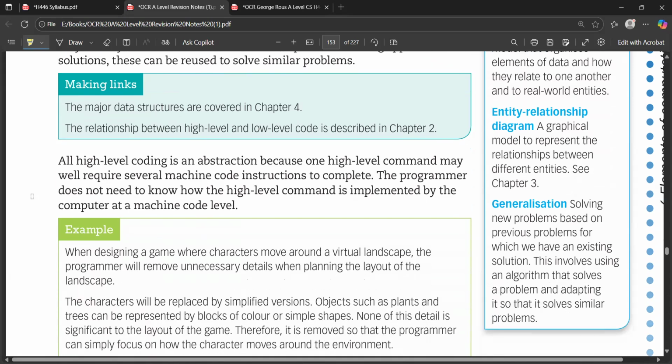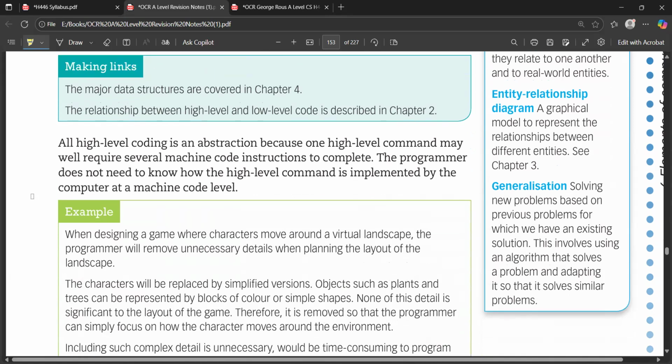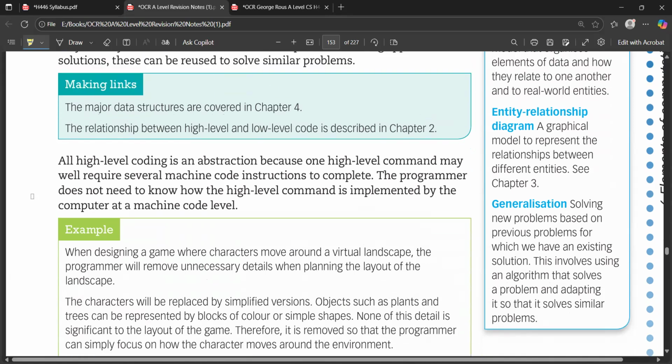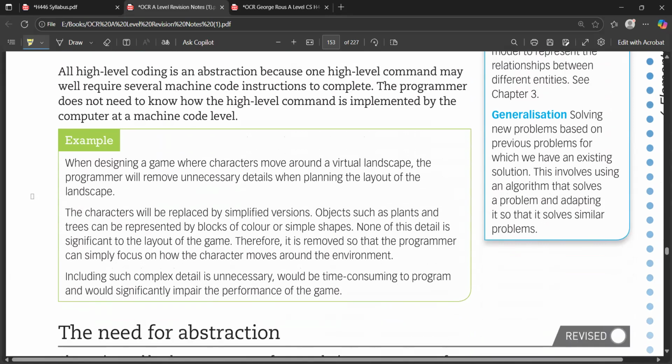So all high-level coding is an abstraction because one high-level command can also give several machine codes to complete. Here is an example. The example says that when you are designing a game where your characters move around a virtual landscape, the programmer will remove unnecessary details when planning the layout of the landscape. The character will be replaced by a simplified version, and objects such as plants and trees can be represented by a block of colors or simple shapes. So none of the detail is significant to the layout of the game. Therefore it is removed so that the programmer can focus on the characters and movement and an environment.